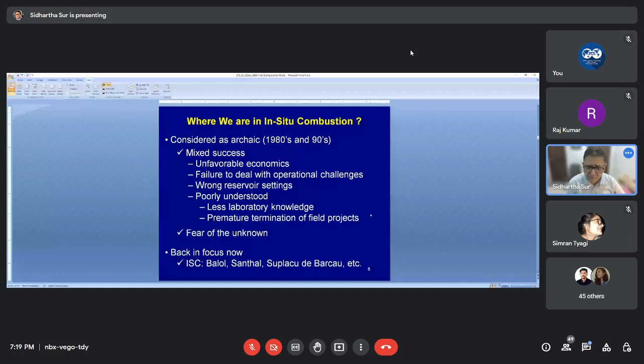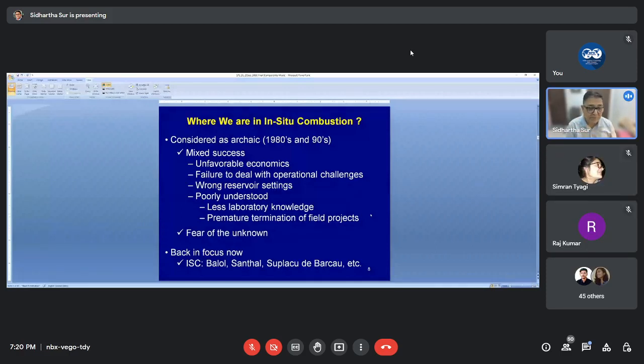Reasons are unknown, but some reasons were failure to deal with operational challenges. But all these reasons led to mixed success of this process, more failures than successes, and a part of the reason for losing faith in this process. And most importantly, when we don't know a subject, the fear of the unknown creeps into our mind. Is the fear of missed opportunity or the fear of unknown.